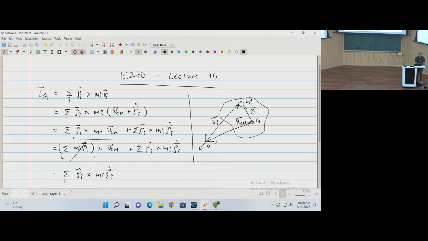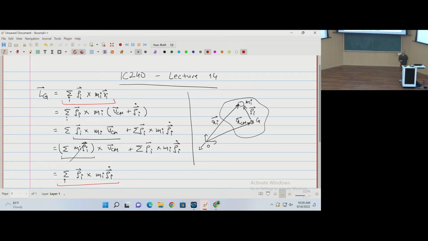Let's compare the two red terms. We started with calculating the angular momentum using the linear momentum, that is the absolute linear momentum, with respect to point O. That's how we define the angular momentum about point G. And we found out that we can also take the relative velocity of the mass with respect to point G. That is what rho_i dot denotes.